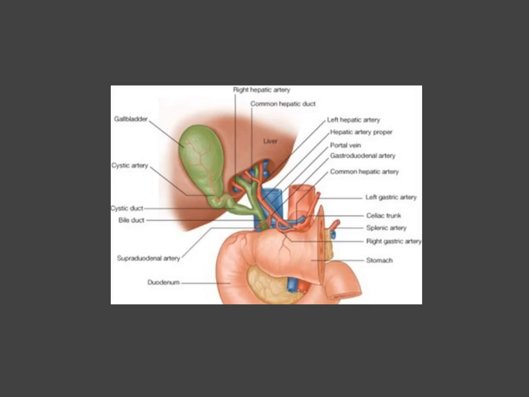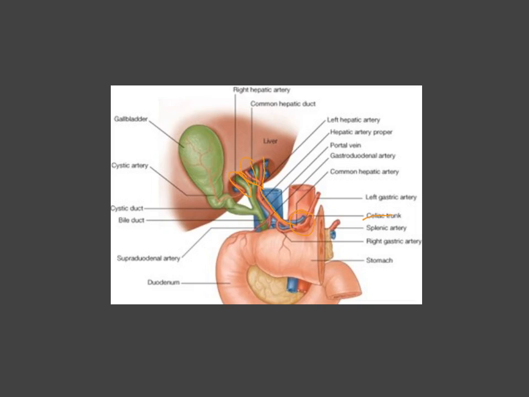Blood supply to the gallbladder is from the right hepatic artery. Okay, so here we have the celiac trunk. From the celiac trunk we have the common hepatic artery, and the common hepatic artery eventually will be divided into the left and the right hepatic artery.